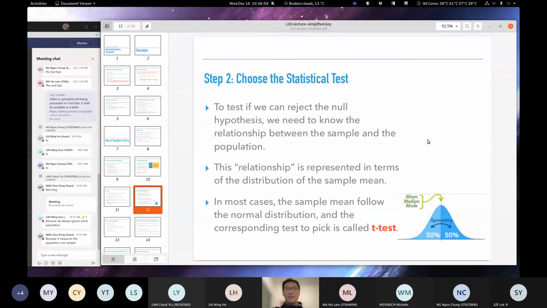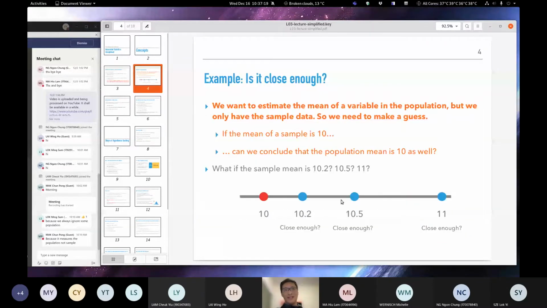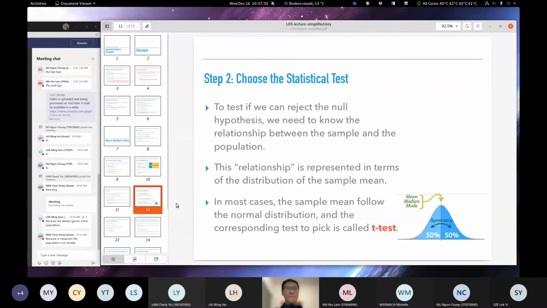Now, the most difficult step, step two. How do we know if we want to reject the null hypothesis? What we do here is that we need to know the relationship between the sample and the population. This relationship is what we write here. Basically, you want to know if the sample mean is close enough to the number that we are trying to confirm in the population mean. In this case, I'm talking about the number 10 here. So we want to know if it is close enough.